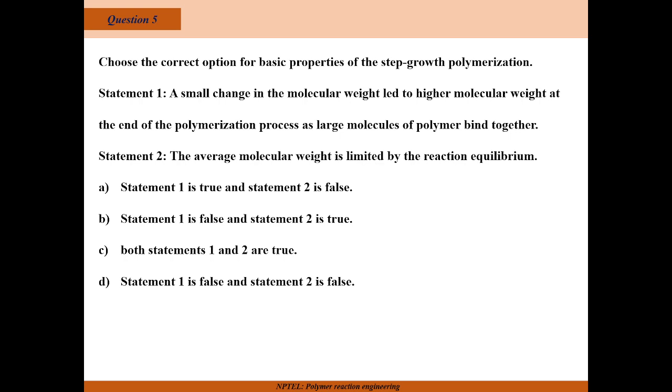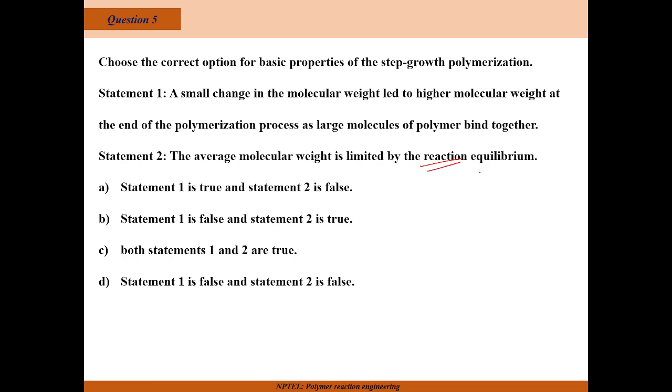So actually both statements are true. The first statement says that a small change in the molecular weight leads to a higher molecular weight at the end of the polymerization, as large polymer molecules are binding together. These two are the basic definitions that we talk about in step growth polymerization. As for the second statement, we definitely need to control the molecular weight because it also depends on the kind of byproducts that are formed.